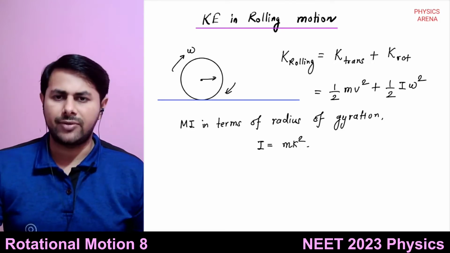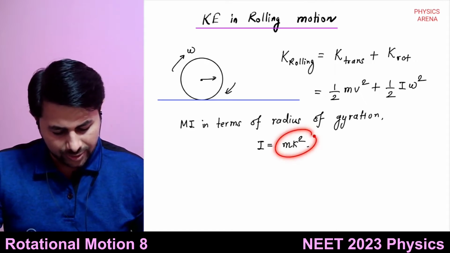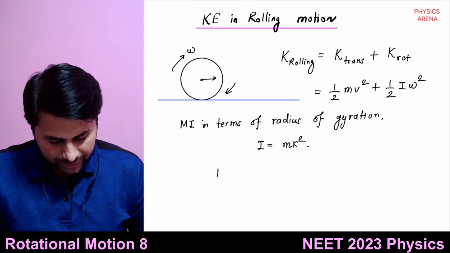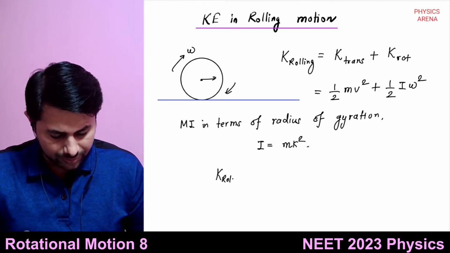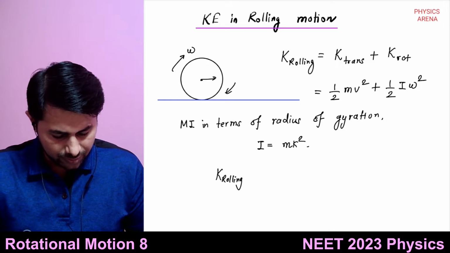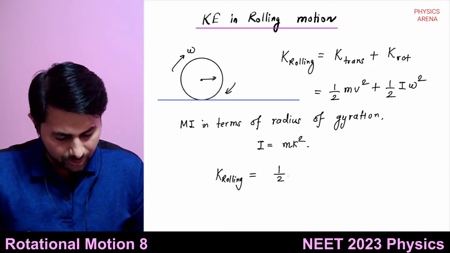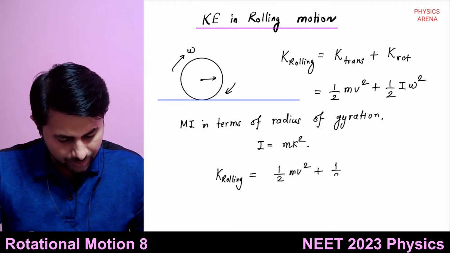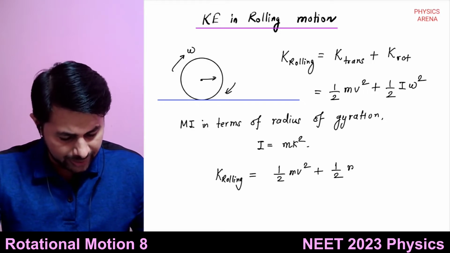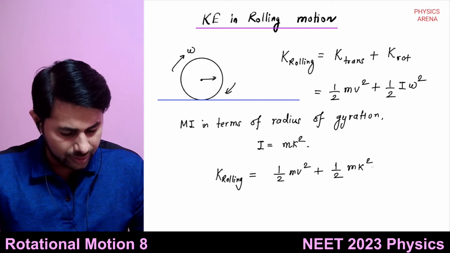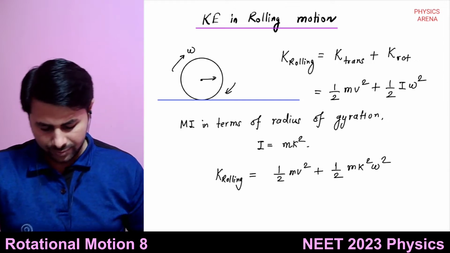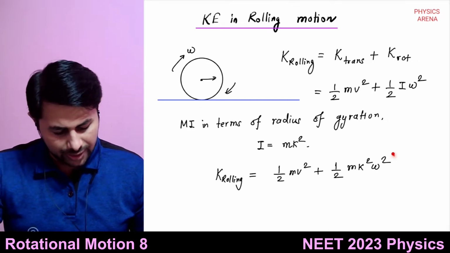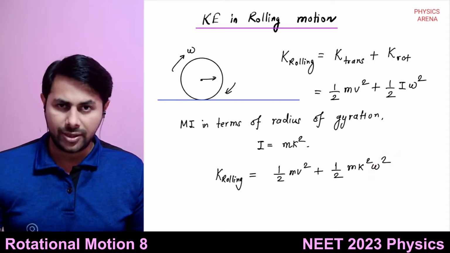Okay, it's mk square, right? So we can substitute that over here. So what do we get? We get kinetic energy of rolling motion equal to half of mv square plus half of mk square into omega square.